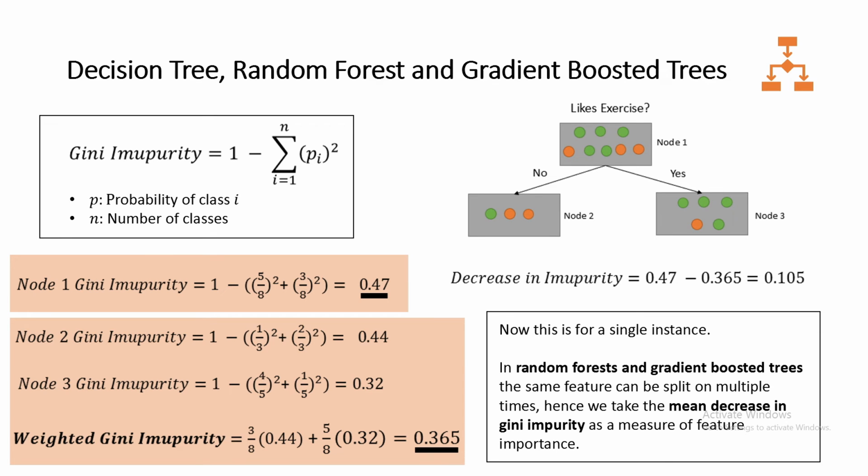In random forests and gradient boosted trees, we have many decision trees that are being built, and the same feature can be split on multiple times. Hence we take the mean decrease in Gini impurity as a measure of feature importance.